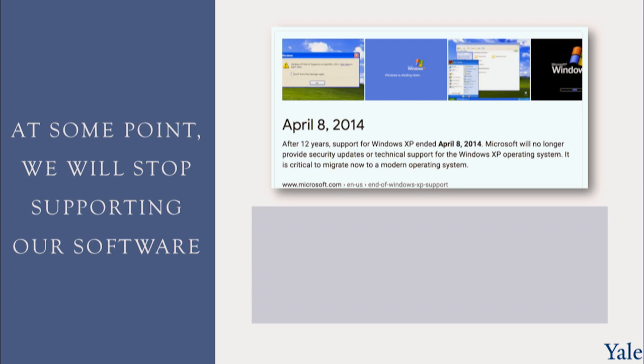On April 8, 2014, you see this announcement from Microsoft. After 12 years of support, Windows XP support ended April 8, 2014. Microsoft will no longer provide security updates or technical support for this operating system. It is critical to migrate now to a modern operating system. So at some point, even Microsoft, which is famous for supporting software for a very long period of time, stops updating software. And so what they do is that you know ahead of time.